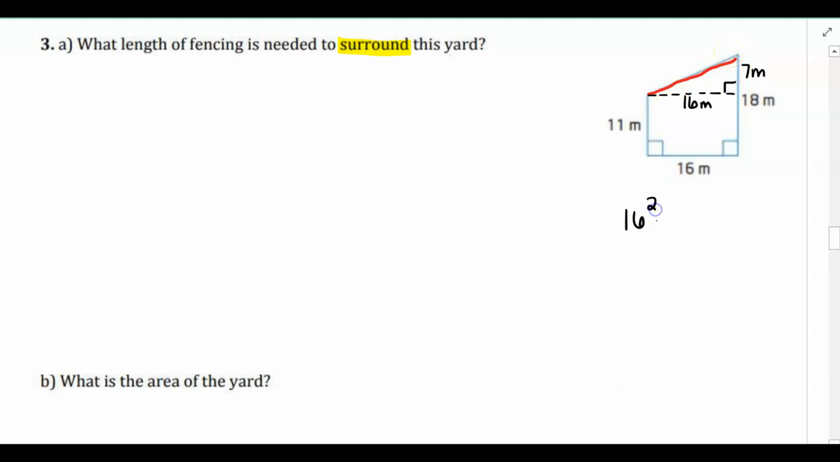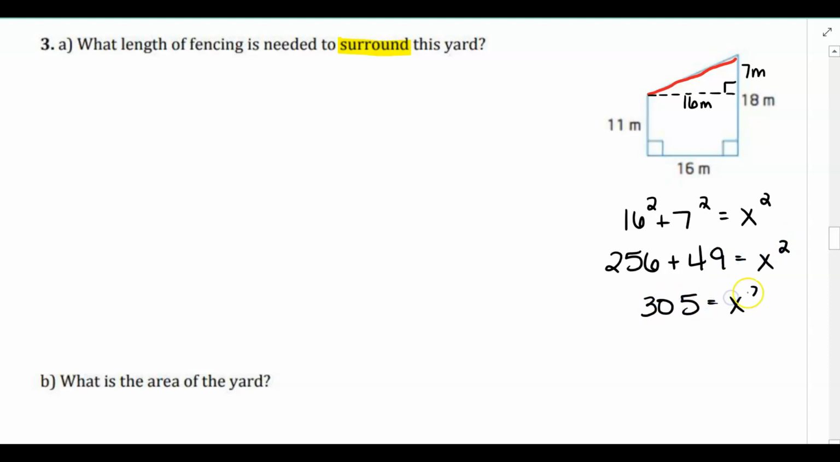So 16 squared plus 7 squared equals my hypotenuse squared. 16 squared is 256. 7 squared is 49. 256 plus 49 gives me 305. When I take the square root of that, I get that it is approximately 17.4642. Again, try and maintain decimals in the middle of your calculations. Save the rounding to the nearest tenth or nearest so-and-so for the very end.